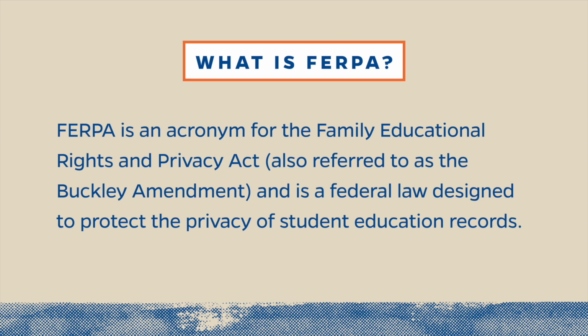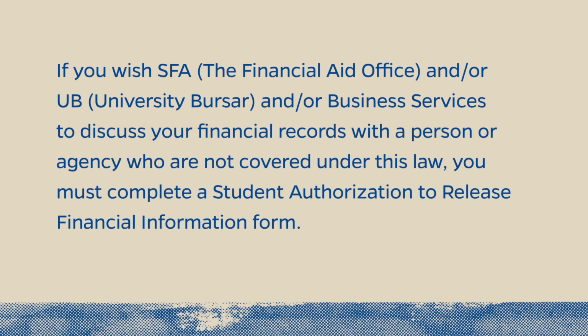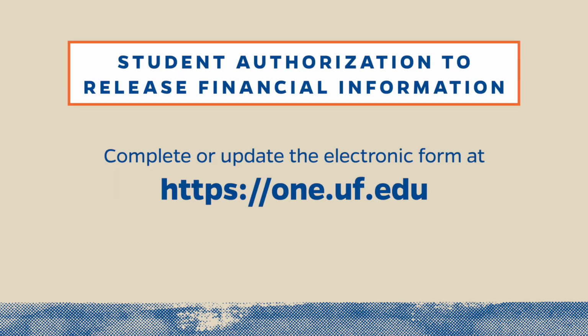As a student, your financial aid status and financial records are protected and can only be shared with certain third parties with your consent. Therefore, if you wish for SFA, the Financial Aid Office, and/or UB, the University Bursar, and/or Business Services, the UF Bookstore, and Gator Dining, to discuss your financial records with third parties such as your parents or scholarship donors, you will need to complete the Release of Confidential Student Record Information form found at 1.uf.